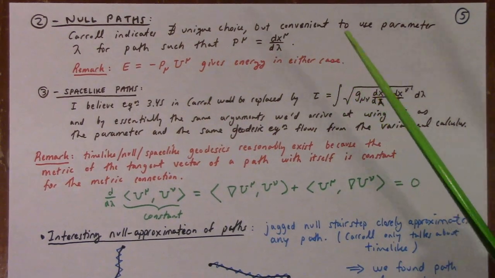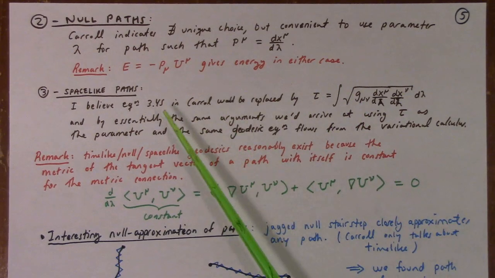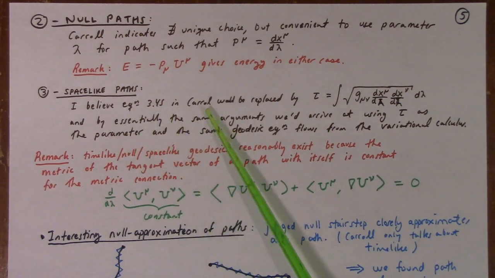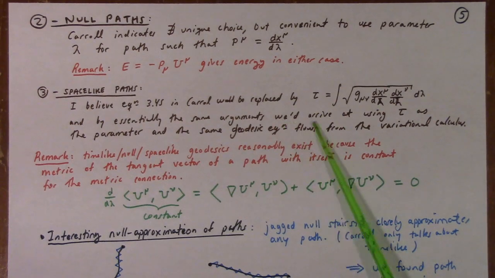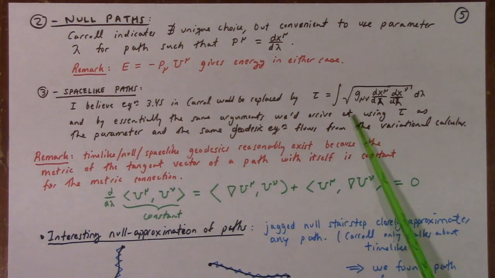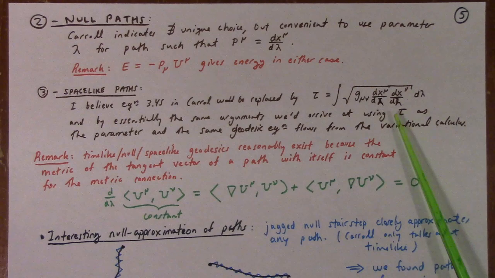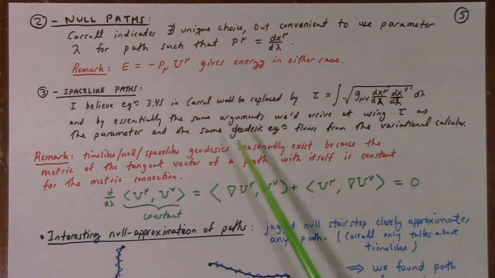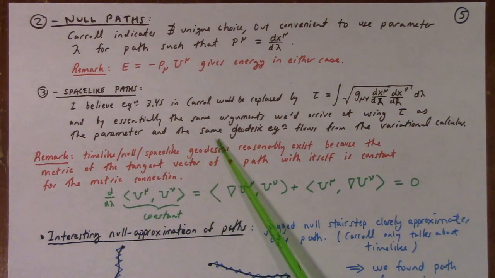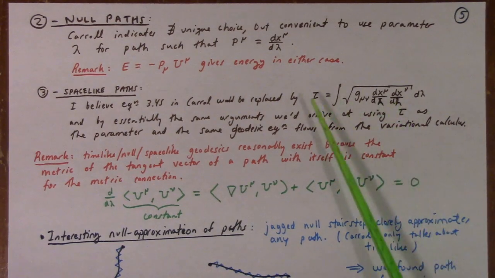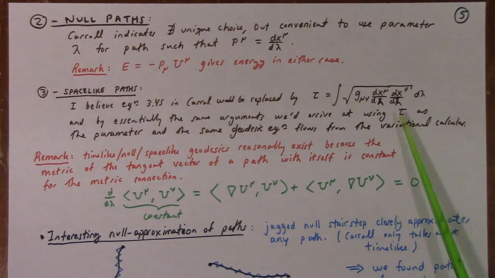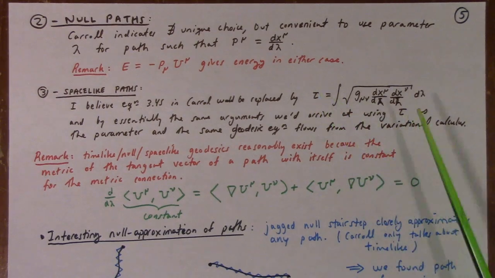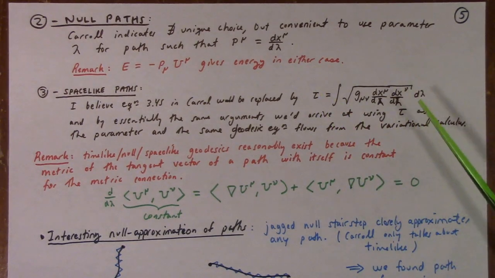All right. Space-like path, I believe equation 3.45 in Carroll could be replaced with this, and then you can go through essentially the same arguments that we already did to arrive at using tau in this sense as the parameter. Maybe I shouldn't call this tau. Maybe it should be called something else. I don't know. I may be committing a physical heresy by using tau here like this. Okay, so.